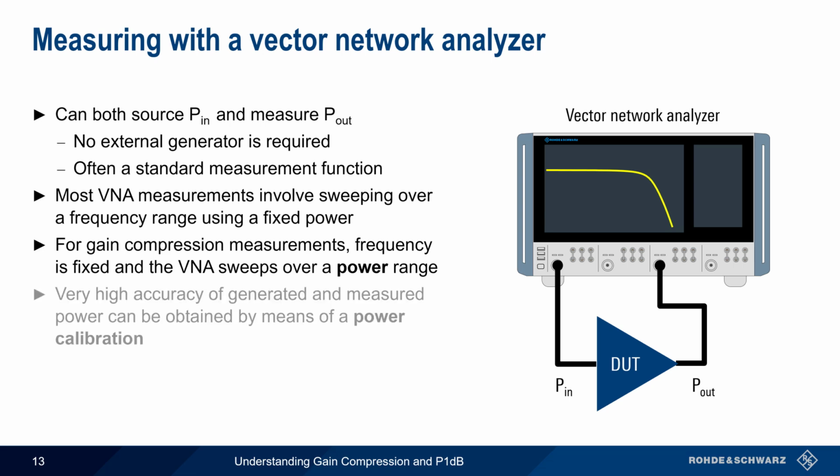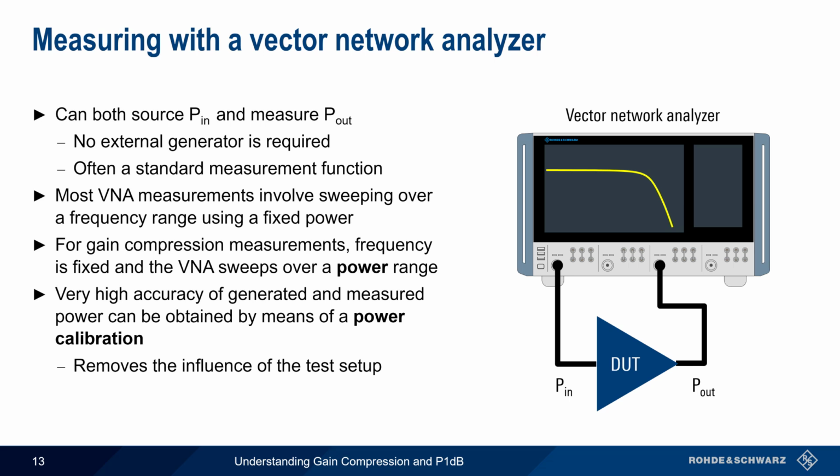Most VNAs support a procedure called power calibration, which improves the accuracy of both generated and measured power levels. This calibration can also be used to reduce or remove the effect of the test setup, including any attached cables, connectors, etc.